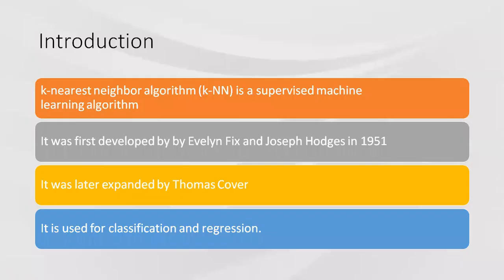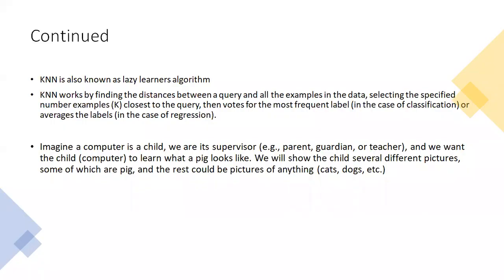As I told you, our topic is K nearest neighbor. It is a supervised learning algorithm which was developed in 1951 by Evelyn Fix and Joseph Hodges. Later it was developed further by Thomas Cover. It is used for classification and regression. The nearest neighbor algorithm is also known as the lazy learner's algorithm.